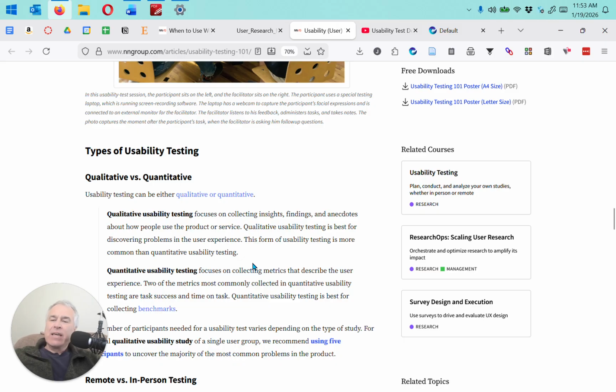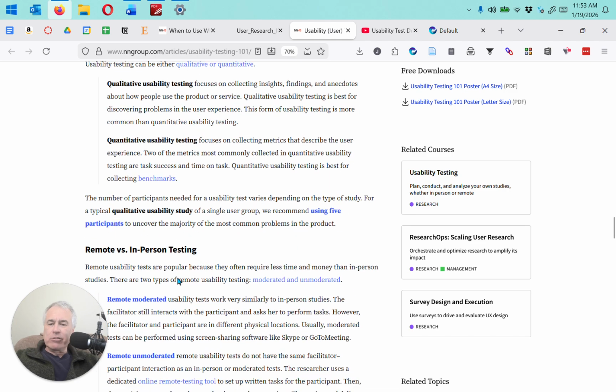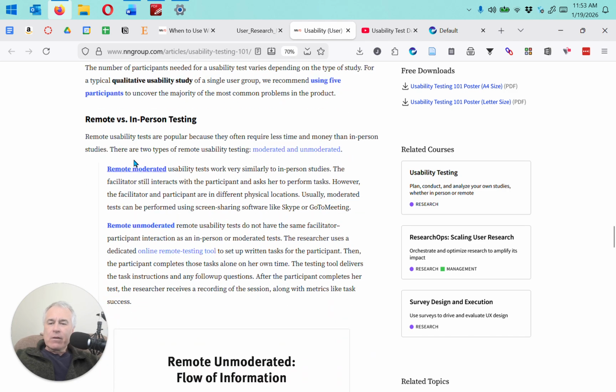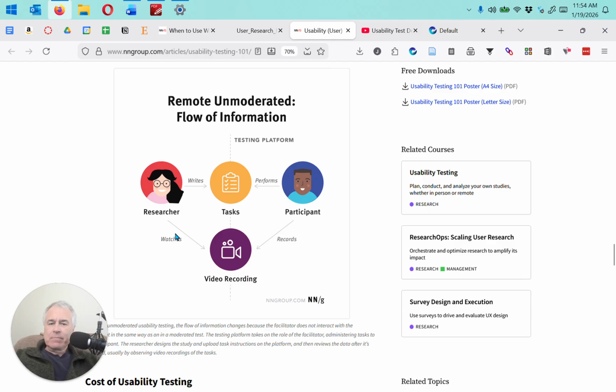Okay, and then we've got a basic breakdown here of different types of usability testing. Generally, we would think about it as qualitative, but here she's describing how it can have a quantitative focus too, if there are certain benchmarks that you're trying to see if they hit. There's remote versus in-person testing. That's pretty obvious, but the big difference here is whether or not it's moderated, whether or not the facilitator is interacting with the participant in real time. That's a key distinction.